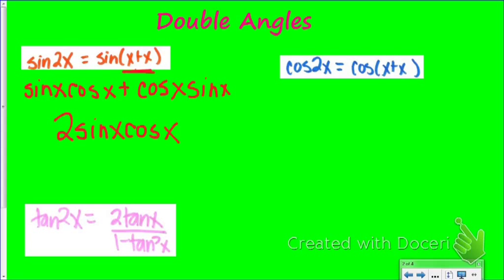Alright, so again, if we look at the cosine of 2x formula, I can do something very similar. So the cosine of 2x is the same thing as the cosine of x plus x. So again, I'm going to expand that using my sum and difference formula. So that can expand into the cosine of x times the cosine of x, because it's cosine A, cosine B, minus sine A, sine B. Now if I simplify this, that gives me a cosine squared minus sine squared.